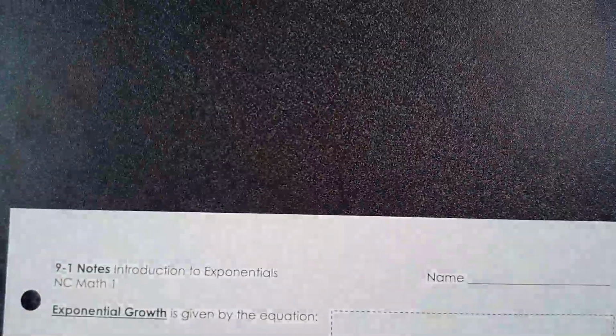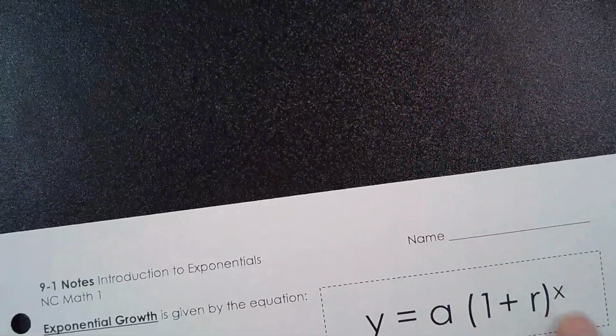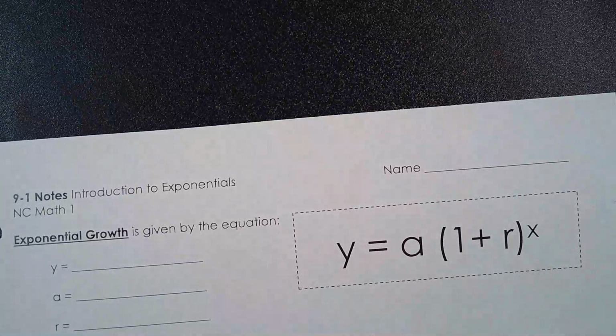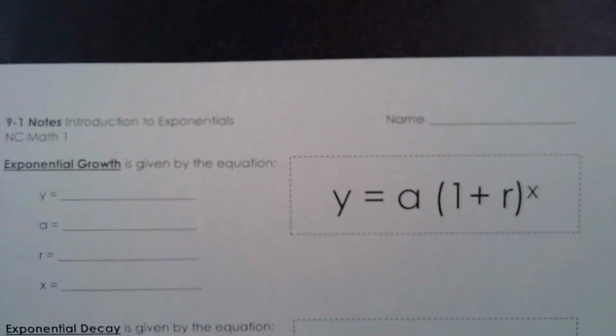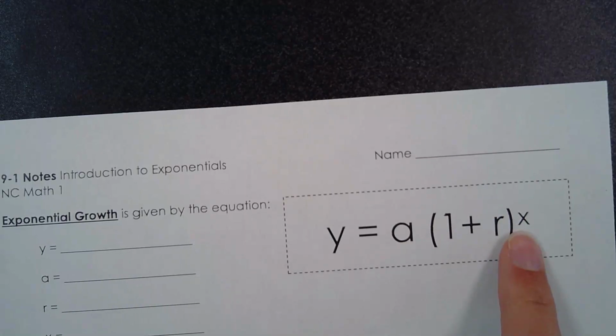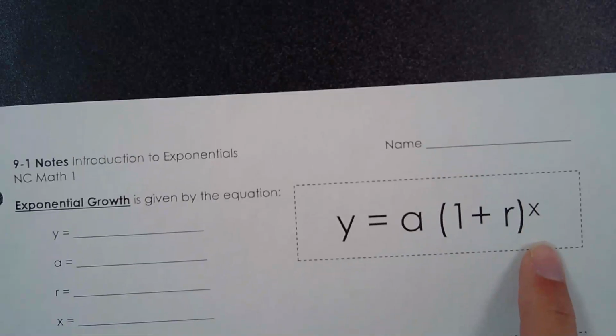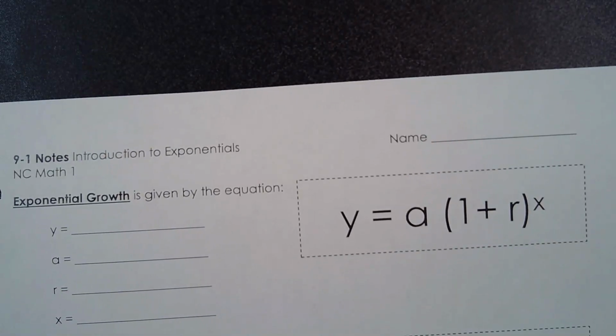So unit is exponential functions. Those are just functions that have your variable x in the exponent rather than x squared or 3x or whatever we've had before with the linear or quadratic functions. So for your exponential functions, your x is always in your exponent. And this is our equation for exponential growth. We also have exponential decay, so we'll look at that in just a moment.